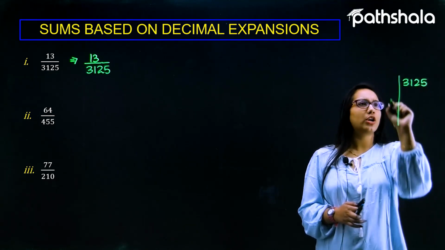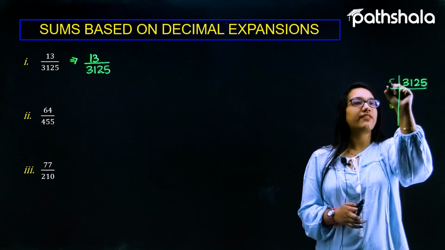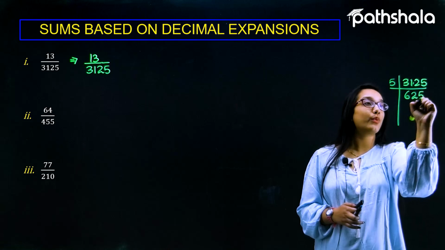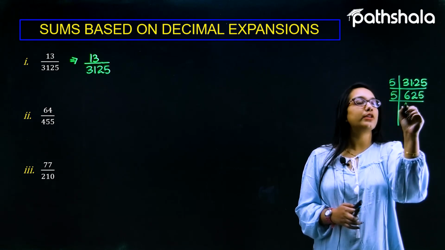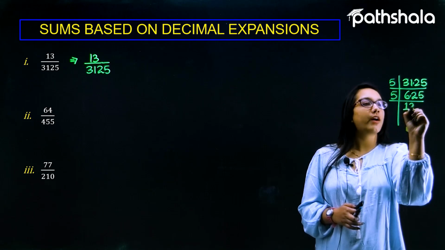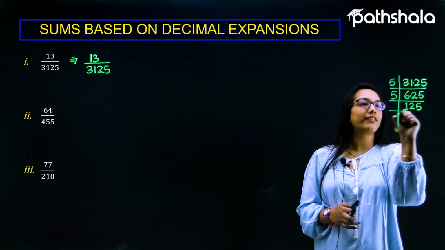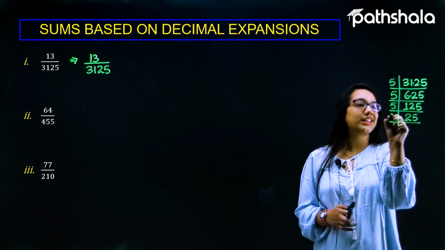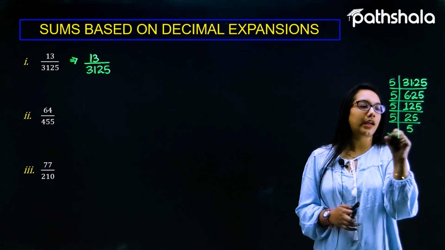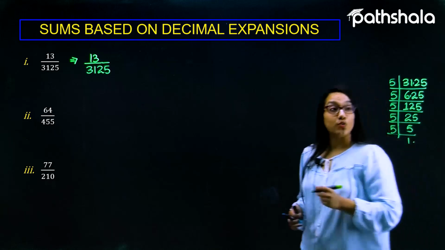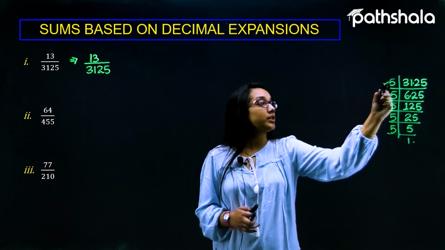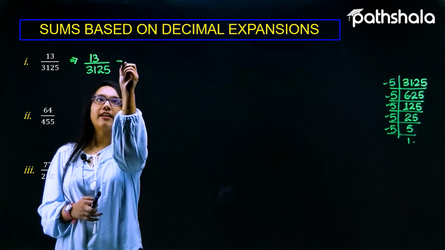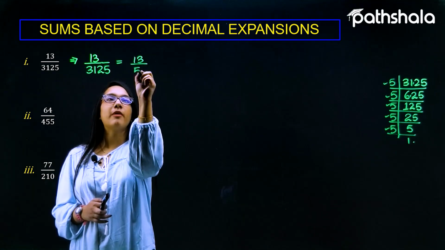Let's start finding the factors with the help of division by 5. 5 into 625 is 3125, 5 into 125 is 625, 5 into 25 is 125, 5 into 5 is 25, and 5 into 1 is 5. So we can count 1, 2, 3, 4, 5, which means 5 raised to the power 5. We can write the number as 13 by 5 raised to the power 5.